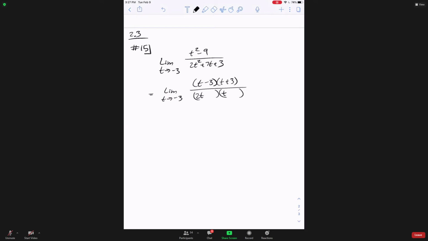So two numbers that multiply to 3, we're going to go with +3 and +1. So the inner product is 1t, outer product is 6t, which adds up to 7t. So let's see here. The t plus 3's cancel out. You get limit as t approaches -3 of (t minus 3) over (2t plus 1). Now we're going to plug in -3. So we get (-3 minus 3) over (2 times -3 plus 1). So we get -6 over -5, which is 6/5.